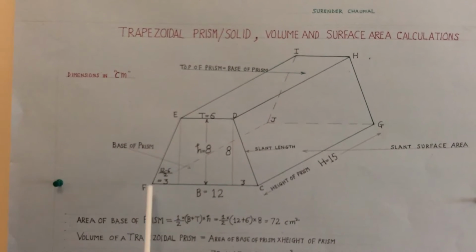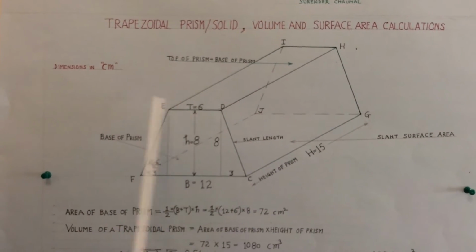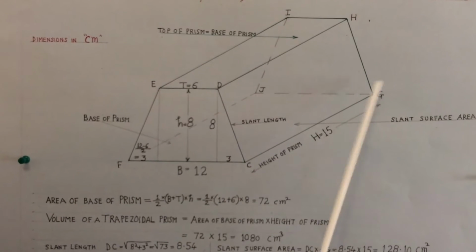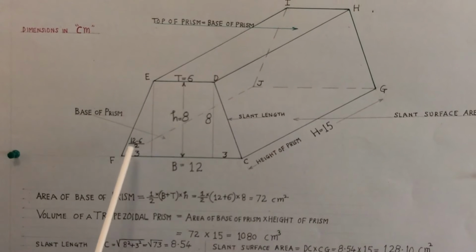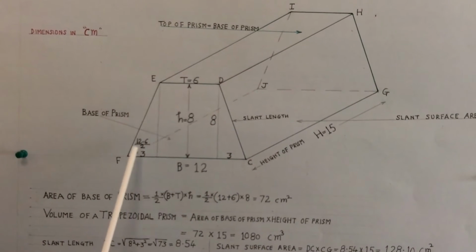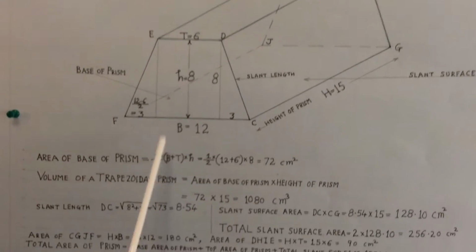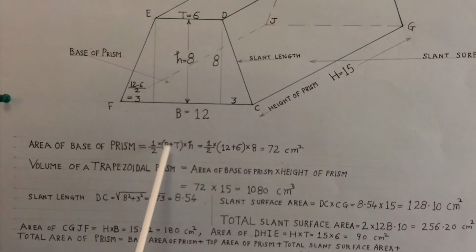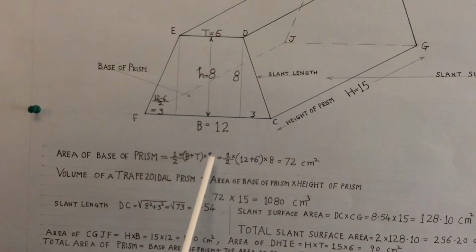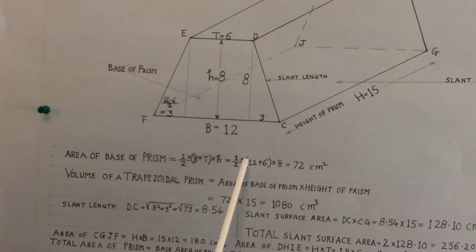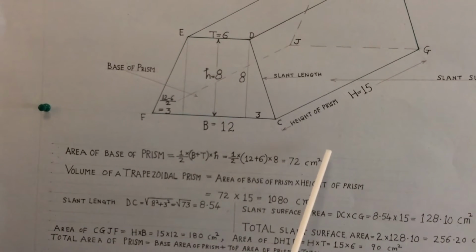So the base of this trapezoidal prism is this FCDE. This is the base, and CG will be the height of the prism. So first we have to calculate the area of this base of the prism. That I calculated here: 1 by 2 into this base plus this top length into height. So this is 1 by 2 into 12 plus 6 into height 8, that becomes 72 centimeter square.